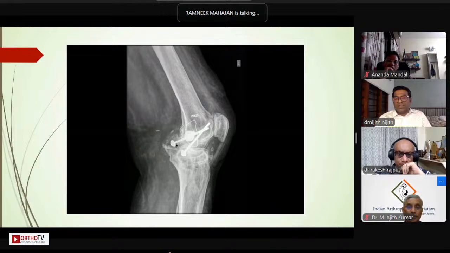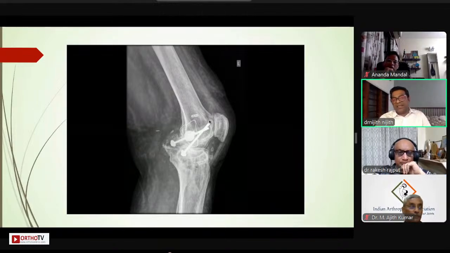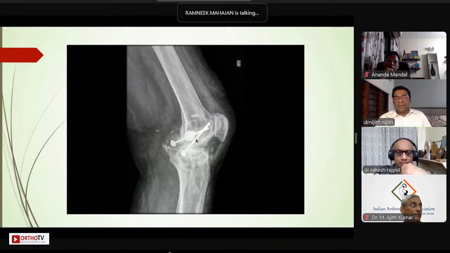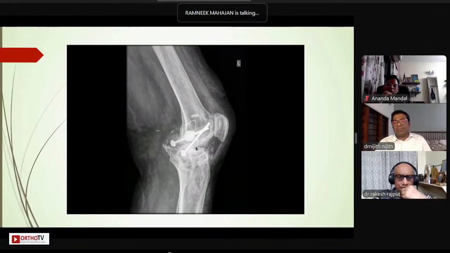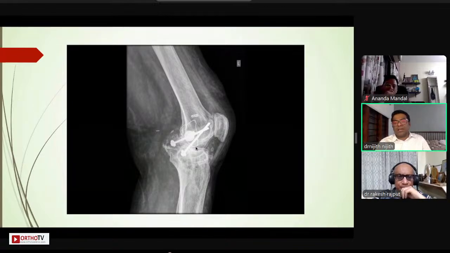That is also a possibility, because the screw is going from posterior towards anterior, and you have a spiked washer there. So somebody wanted to fix the MCL, so they used the spiked washer. Correct.